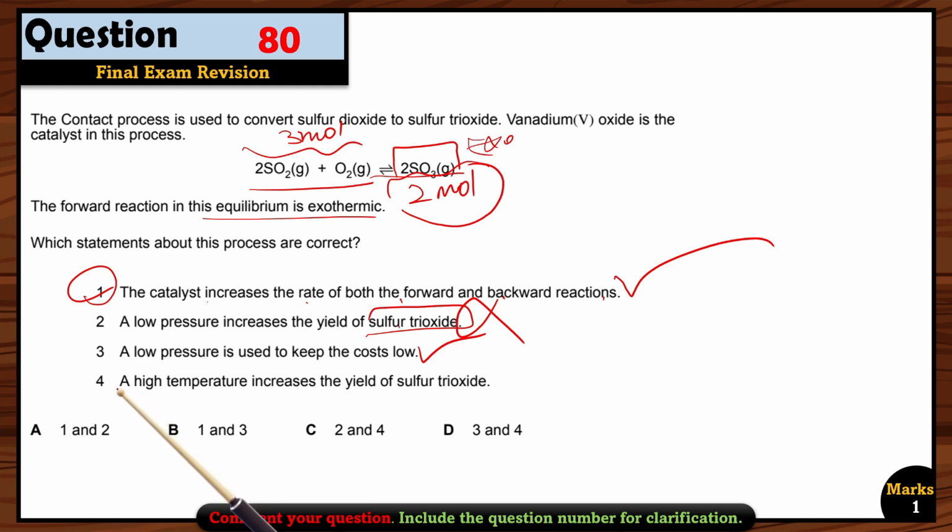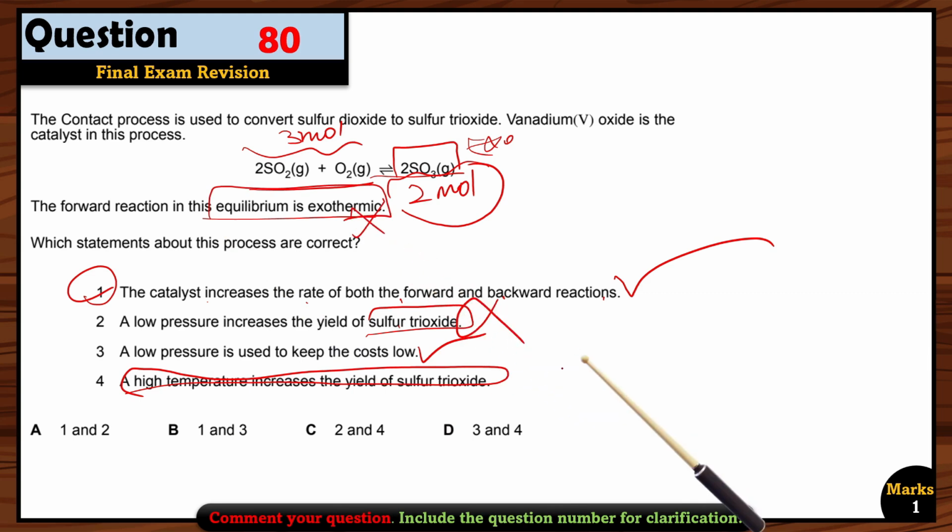Let's see the fourth. A high temperature increases the yield of sulfur trioxide. High temperature can only increase the yield if the reaction is endothermic. But let's see, this reaction is exothermic. So it means the statement is wrong. A low temperature will increase the yield of sulfur trioxide.